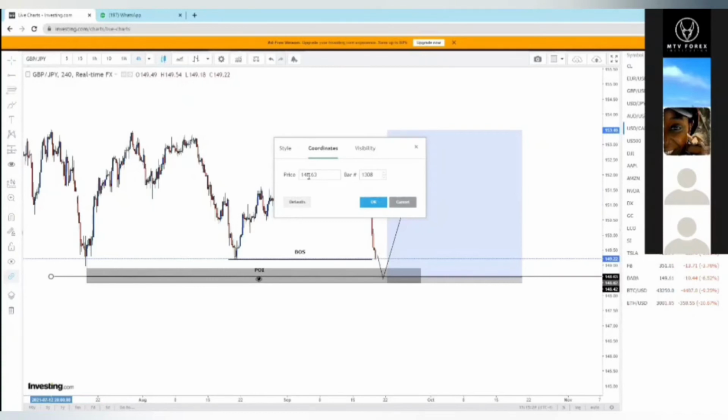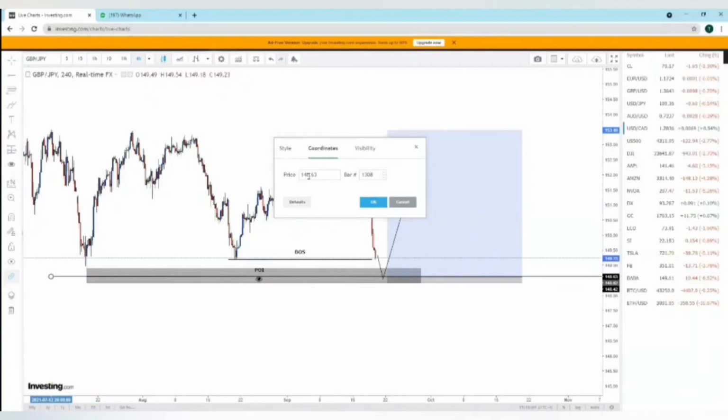JPY. So stopping it where? At 148. That's a little bit far, but that's around 2.3 should be. Going with 0.148.